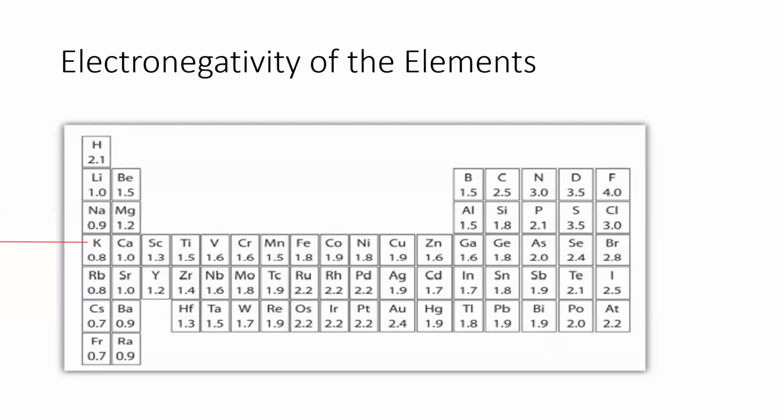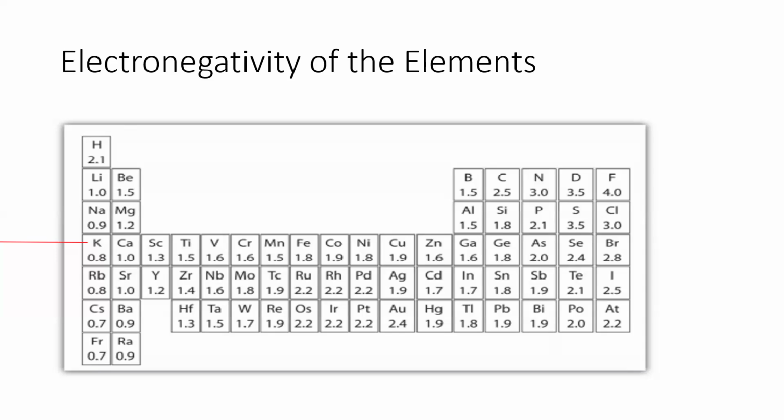The octet rule says that atoms are most stable when they have 8 electrons in their outermost shell. That's the balancing shell. Does it mean that if we take two atoms and they both have 8 electrons on their outermost shell, they cannot bond?